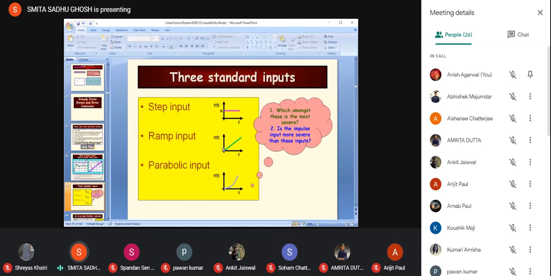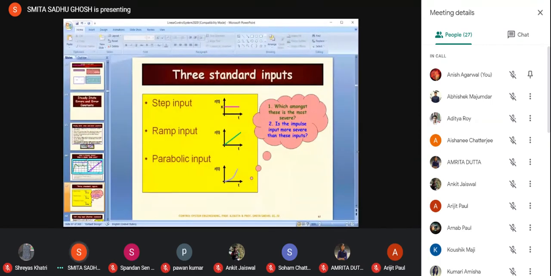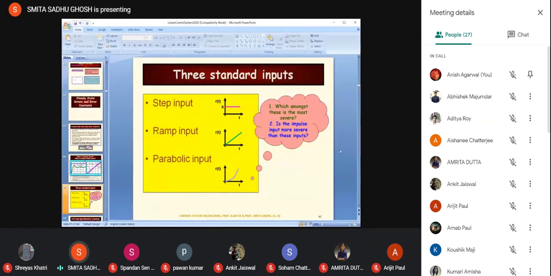Yes, ma'am. So you see that there are three standard inputs which are shown over here, and these are actually applied in order to do analysis of the errors in the system, and for that matter steady state errors. Now there are two questions that have been put up over there, each of which we are going to contemplate before we go to anything else. The first question over there you see is, which amongst these is the most severe?